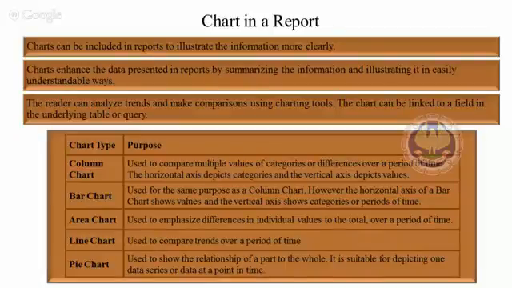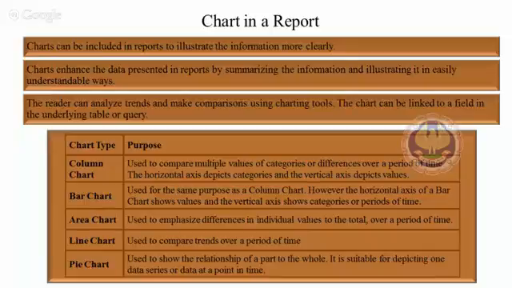So that means we also have to show them that forms and reports can be done either from the table or the query. Yeah, chart type. We can show them one or two chart types and give them a chance to try out the others. The column chart is used to compare multiple values of categories or differences over a period of time. The horizontal axis depicts categories and the vertical axis depicts the values.